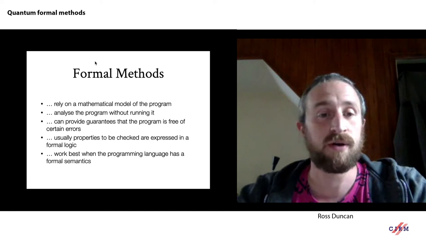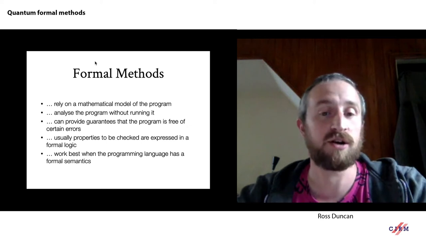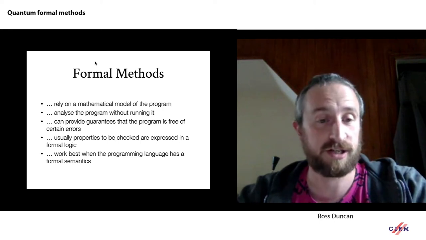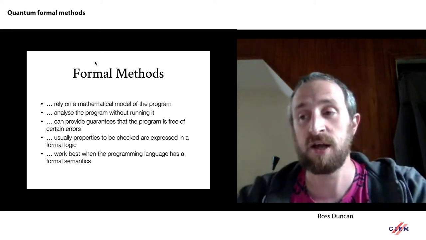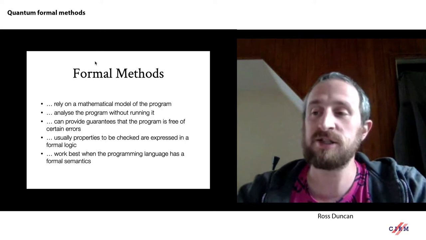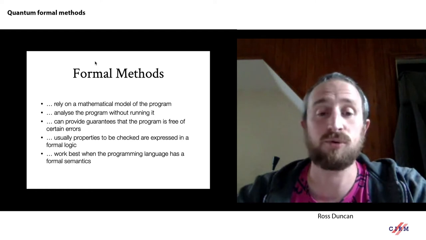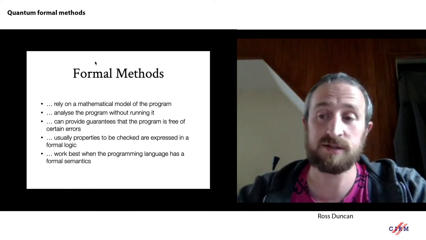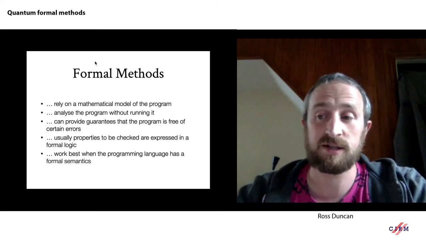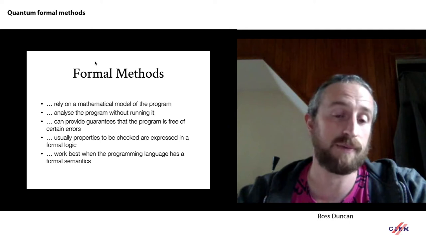The kinds of things that we can prove or check about programs using formal methods are typically expressed in some kind of formal logic. And different logics are used for different programming languages, for different problem domains, and for different properties that need to be checked. And in general, formal methods work a lot better if the programming language has a formal semantics. Unfortunately, many programming languages in wide use today don't have formal semantics, and it's not always totally clear what is the intended behavior of a given program.